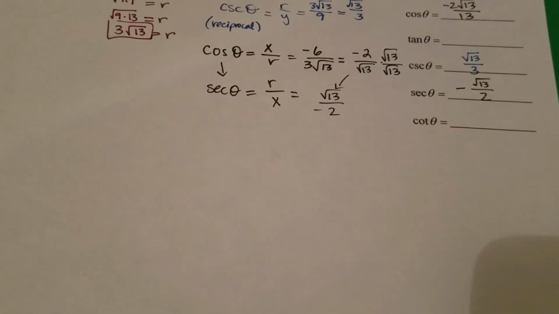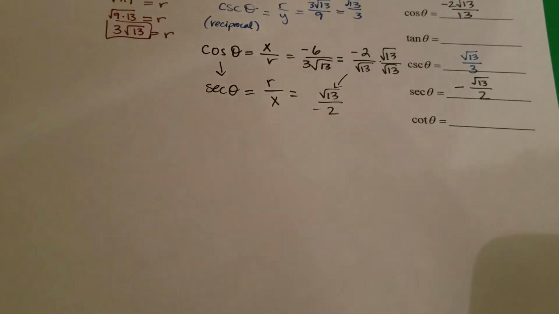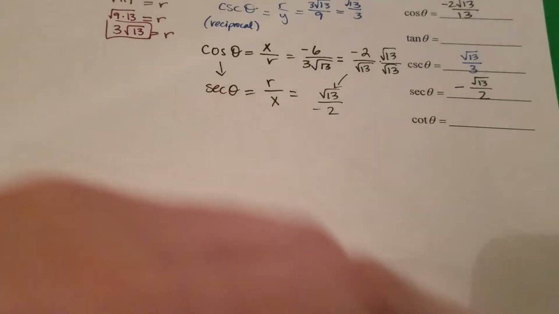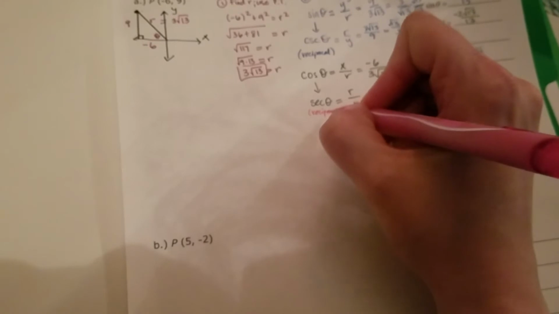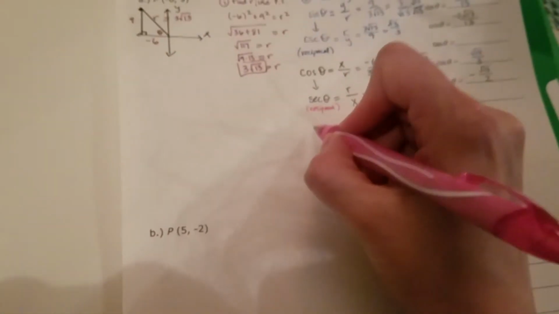All right, and then we got the tangent and the cotangent. And remember, this is the reciprocal of your cosine. So now we have the tangent, which is y over x.